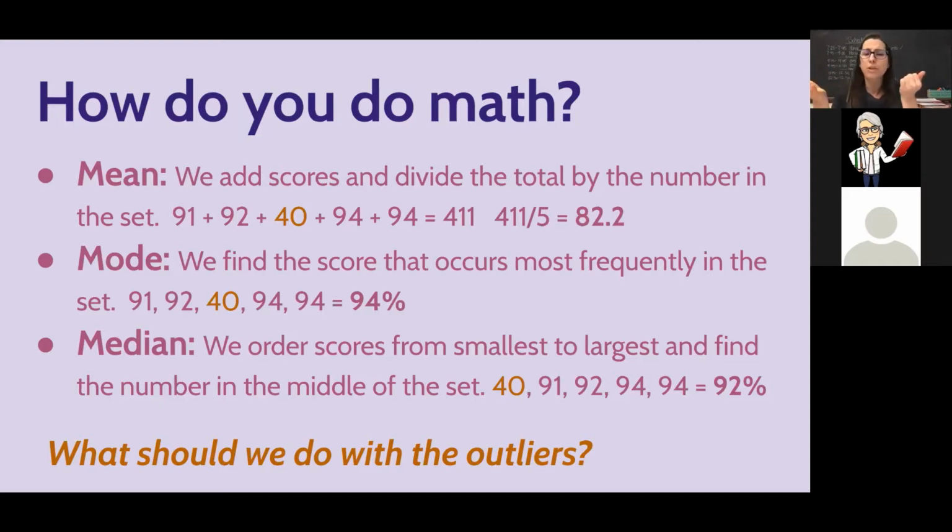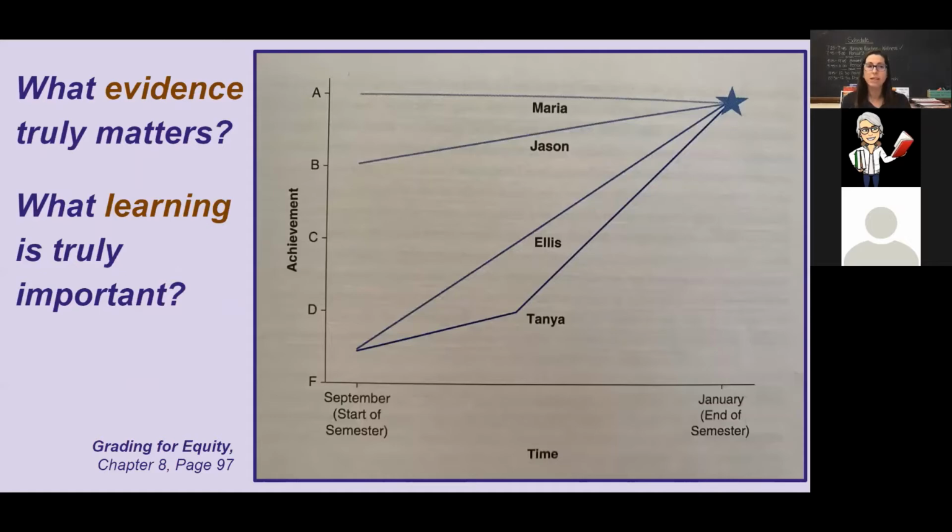But what should we do with these outliers that are 40s? Definitely in the mean or the average, that gets factored in. And so when we're talking about weighing the most recent piece, this is where it really comes into play. So what evidence truly matters and what learning is truly important?